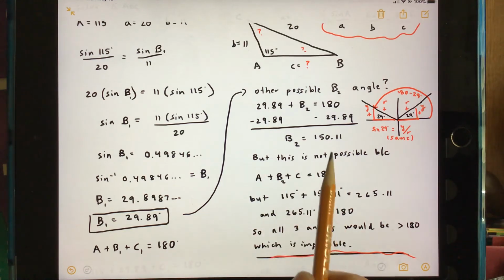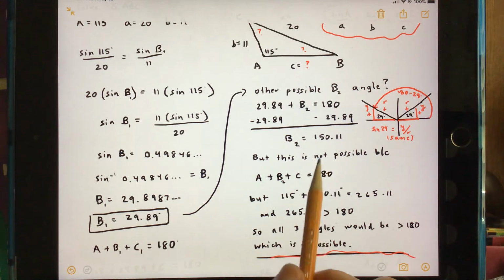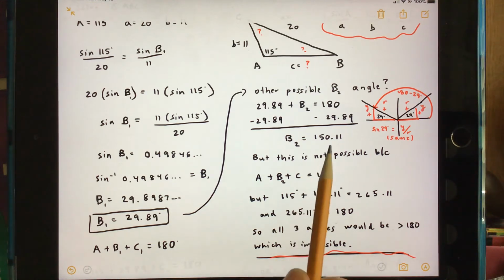But this is how we determine if there's a second triangle. We find the other possible measurement for the angle that we were determining in our first triangle, and we find the supplement of that angle, and we then see if it is possible that there could be another triangle formed.